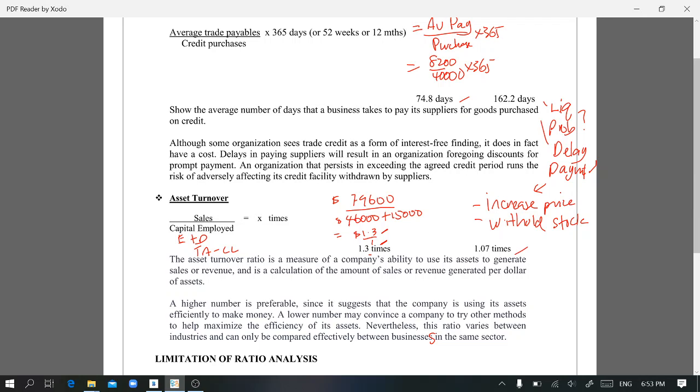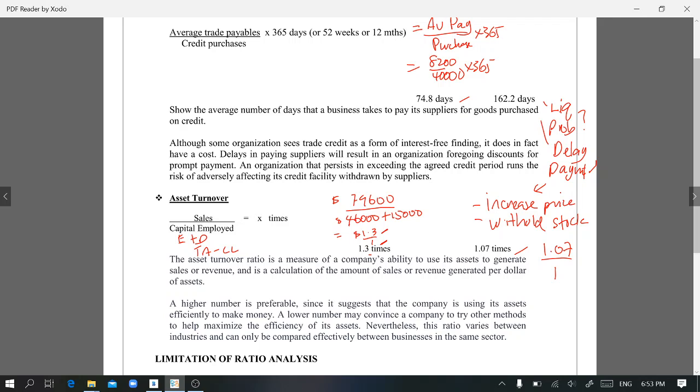Okay, 1.0 means you invested $1 and you generate $1.07. Compared to A generate more sales, chances of higher profit will be better. Okay, higher than company B. So 1.3 times. Okay, so this is asset turnover. Sales divided by capital employed.